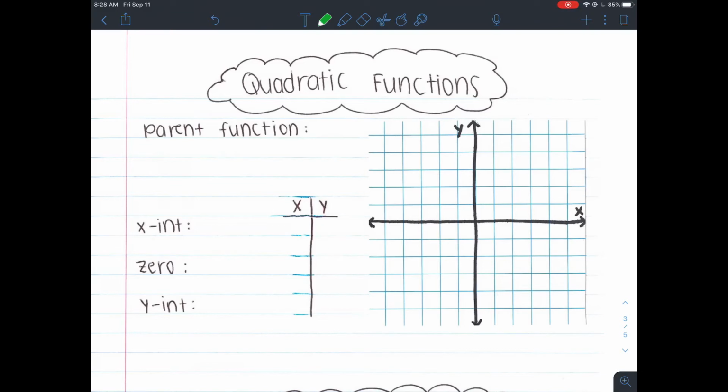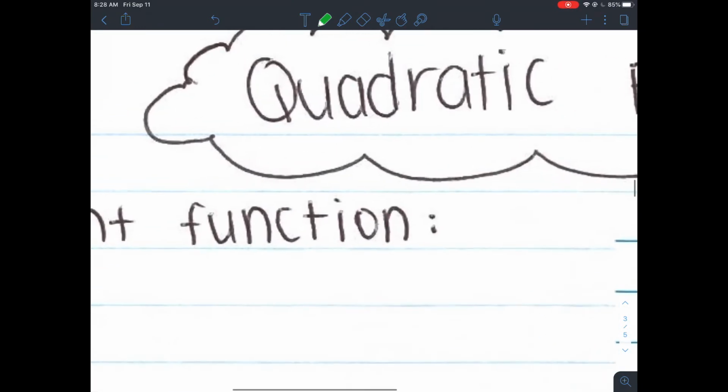So the linear function is what we just went over, and remember that we know that it's a linear function visually because it looks like a line. With quadratic functions, we're able to recognize these because they look like a U shape. So go ahead and draw a little U here, right? It looks like a U shape like this.